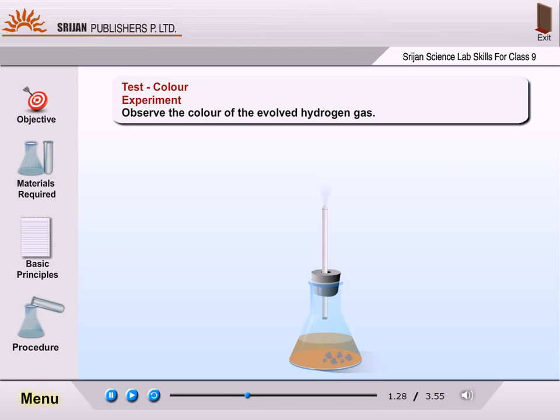Color. Observe the color of the evolved hydrogen gas. No color. Hydrogen is a colorless gas. Odor. Smell the hydrogen gas coming out of the jet tube. No odor. Hydrogen is an odorless gas.